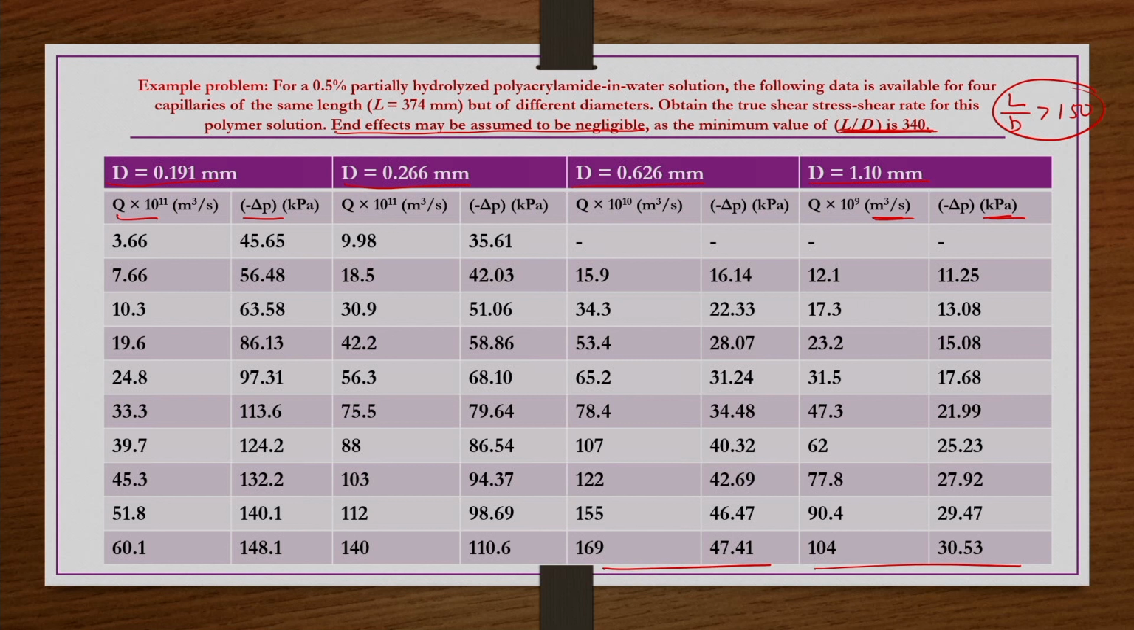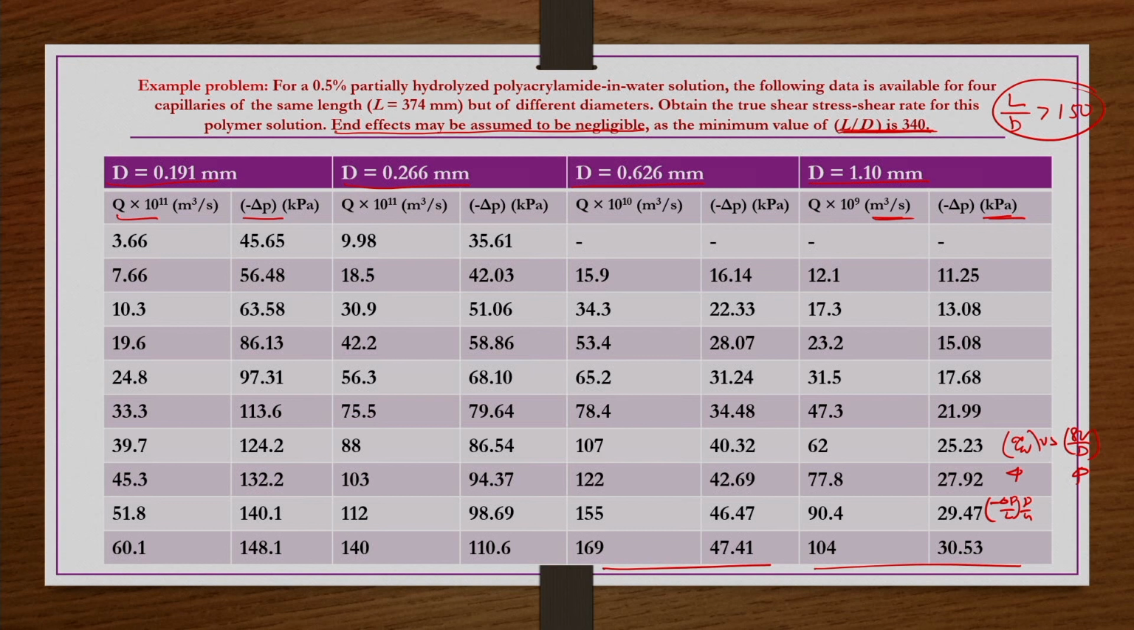In order to know whether the wall slip effect is required or not, first we have to convert this information in terms of tau W versus 8V by D, the apparent shear rate. We have to get the wall shear stress and the apparent wall shear rate using this data. Very simple: tau W you can get as minus delta P by L times D by 4, and then Q is given, so V average equals Q by pi r square. Then the nominal shear rate you can also get for each data set.